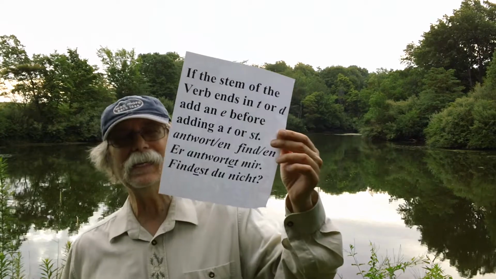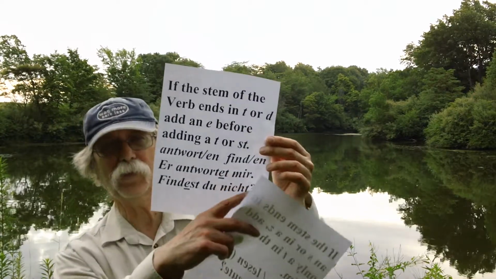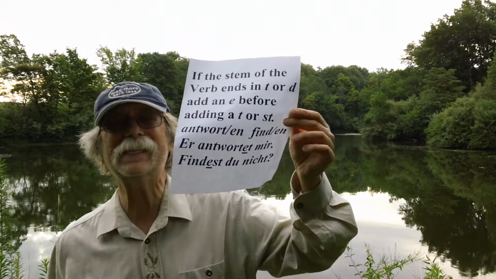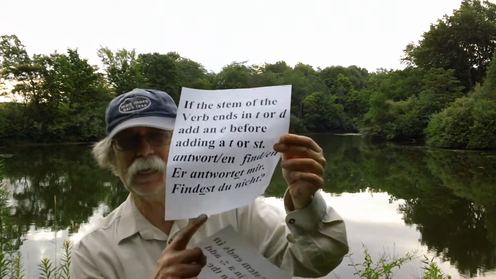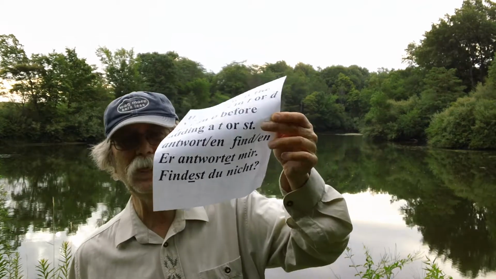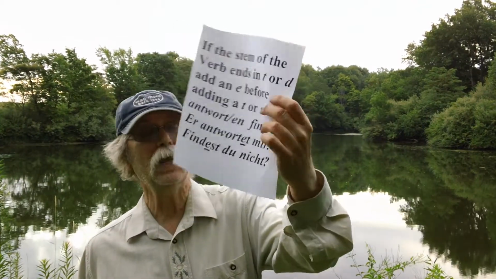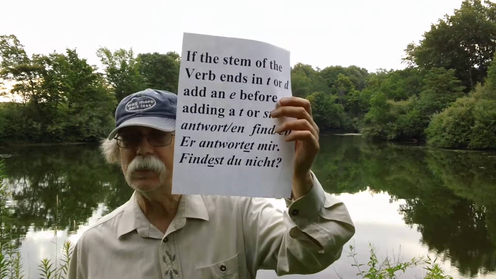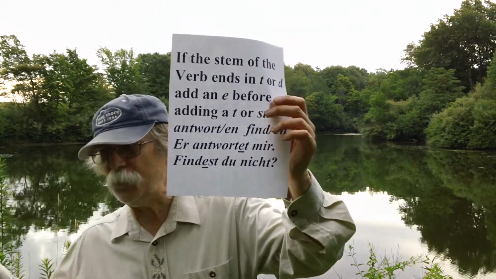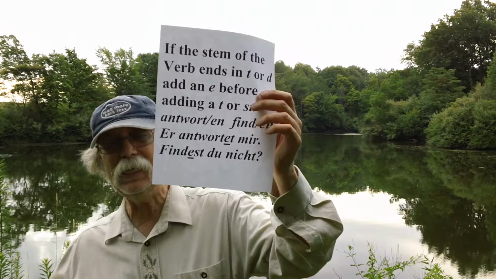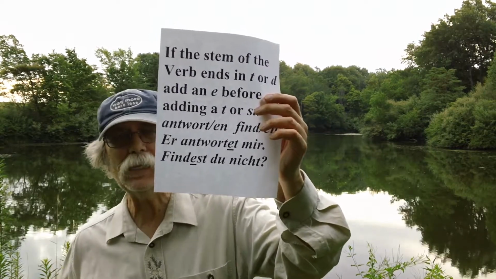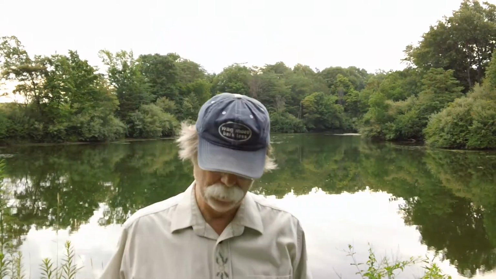You must add, and then you drop the en, you have find after the finden, and here's how that appears in a sentence. Er antwortet mir. That E gets added. Antwortet mir. He answers me. Or, findest du nicht? Find, and then before you add that ST, you must add an E. Findest du nicht? Don't you think?